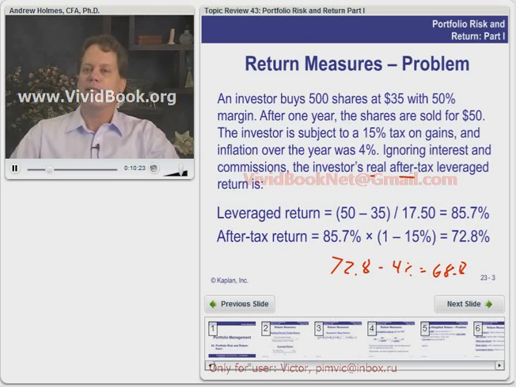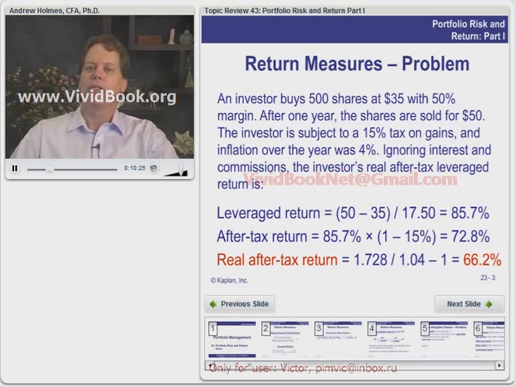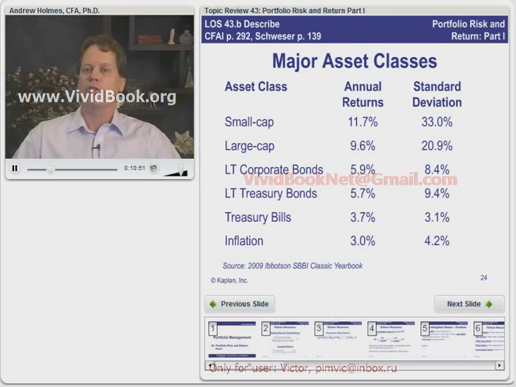Okay, but that doesn't allow for the compounding effect. So what we need to do is divide this by 1 plus the inflation rate. So the real after-tax levered return is going to be 66.2%. Again, take note of how we're adjusting for the impact of inflation. All right. Okay, so that is looking at those different return measures. I don't think there's anything there that should scare you. It's just something you want to make sure that you can think through. You understand what we're talking about when we say margin, how to adjust for taxes, how to adjust for the inflation, and you're ready to go.